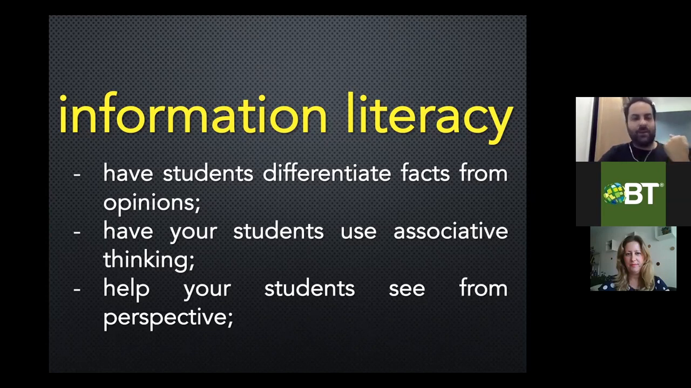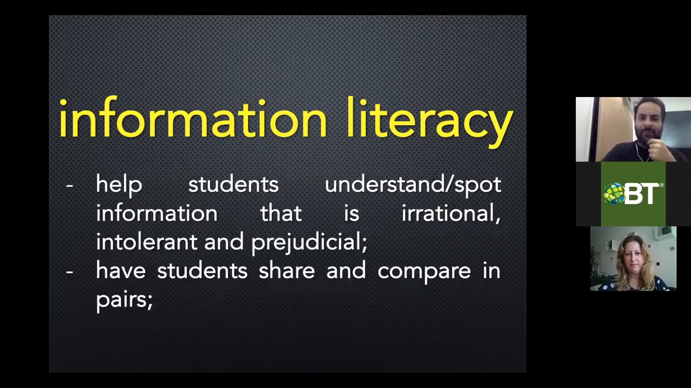So we can help them with associative thinking. We can help them see things from perspective by asking questions. We can help them and have them understand and identify information that is irrational, that doesn't make sense, or that is intolerant towards some beliefs or prejudicial. We can have them share and compare these in pairs, and this generates debate in class.